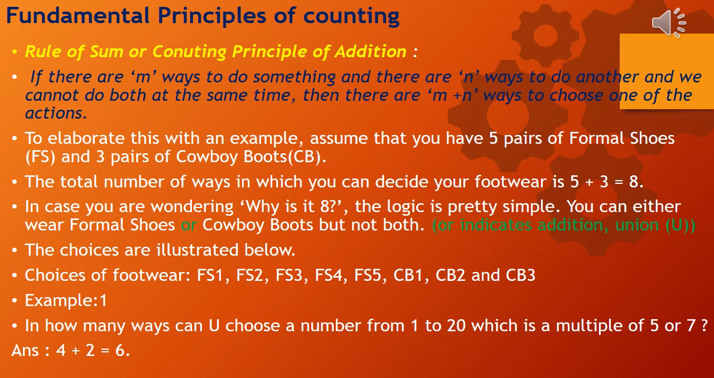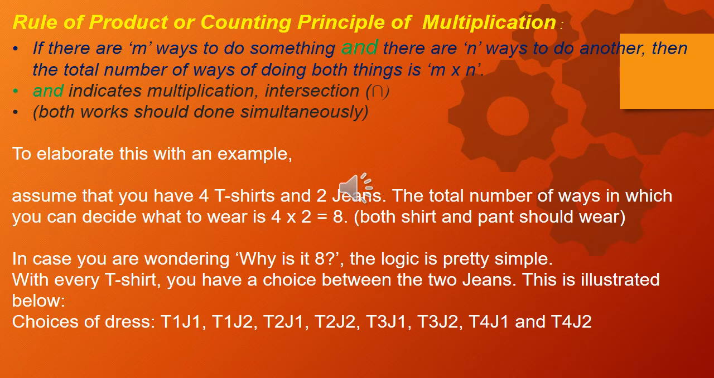So by the counting principle of addition, why? Because here we have to choose a single number that is either a multiple of 7 or a multiple of 5. That's why we use the counting principle of addition. So the total number of ways of doing that work is 4 plus 2, which is 6. In the counting principle of multiplication, we use AND instead of OR.